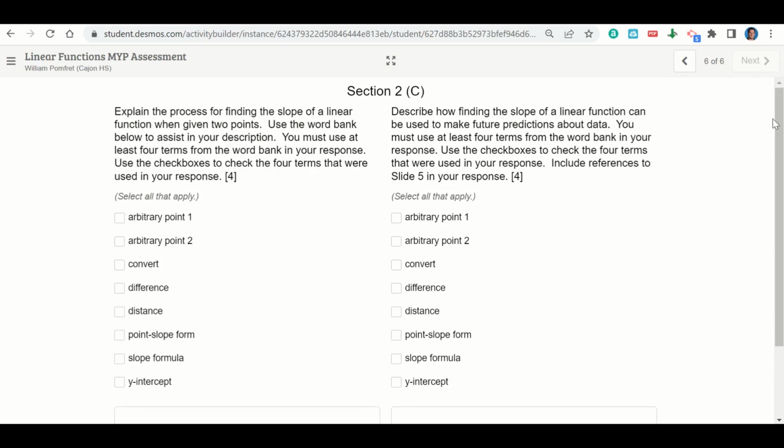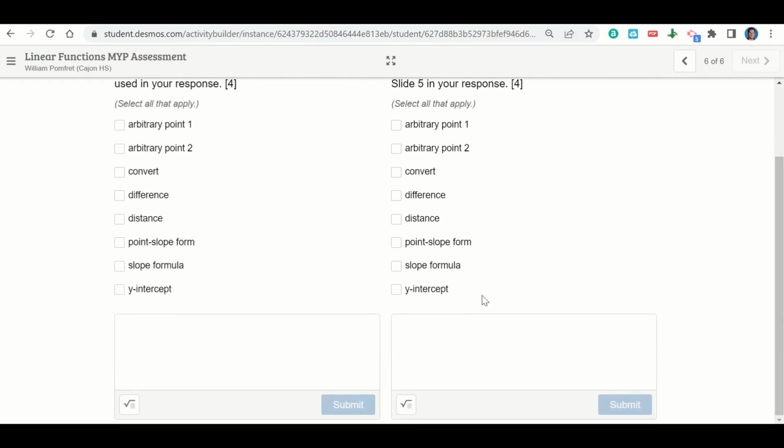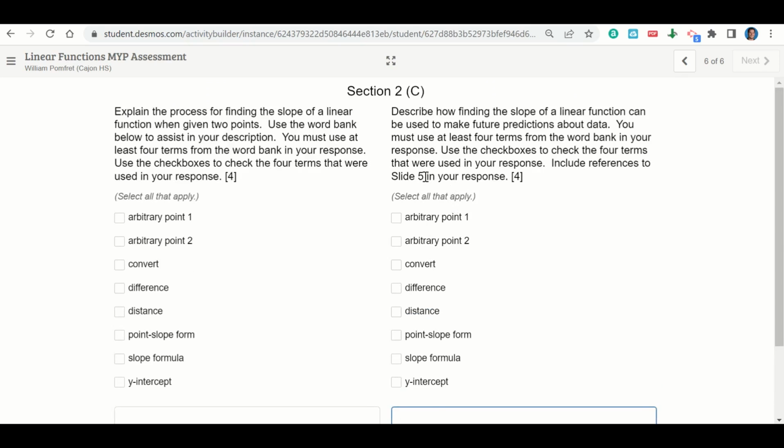For the next one, it says, describe how finding the slope of a linear function can be used to make future predictions about data. So how can using a linear function help you to predict what could happen in the future? It says, use the check boxes to mark the 4 terms that you use. You need to use at least 4 as well, and answer this. And you need to reference slide 5 in your response. So slide 5 was this one with the car depreciation.